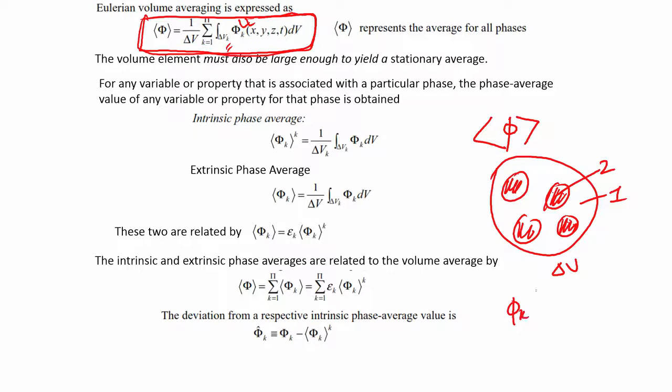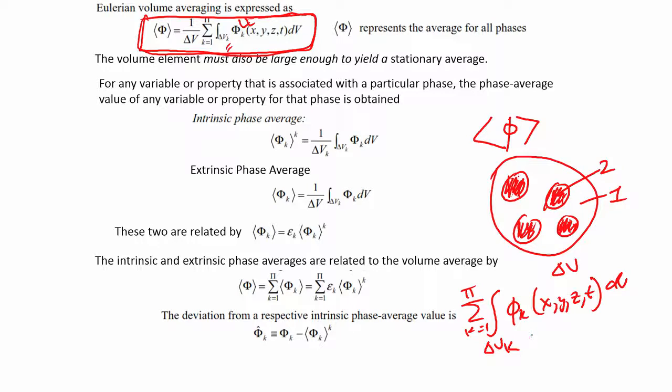So, this phi k of x, y, z, comma t, dV integral over delta V k basically means you are averaging out the quantities in each of those elemental phases. That is the most important part of this. No information about how it varies in each of these elemental volumes is retained. Whatever variation of phi you have, you are averaging it out across that phase. It might vary in some way, but you are averaging that out, and not only that, now you are averaging it over all the phases also.